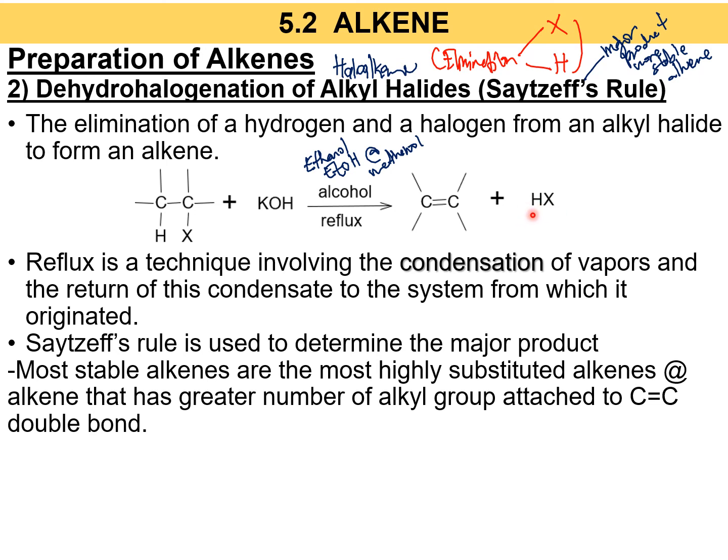Okay. So basically reflux ni is a technique yang akan involve condensation, tapi benda ni tak penting lah, tapi you just need to know condition untuk dehydrohalogenation of alkyl halides adalah reflux. Okay. Lepas tu untuk tentukan major product, you have to follow the Saytzeff's rule, which you need to find the most stable alkene. Okay, the highly substituted alkene as the major product.